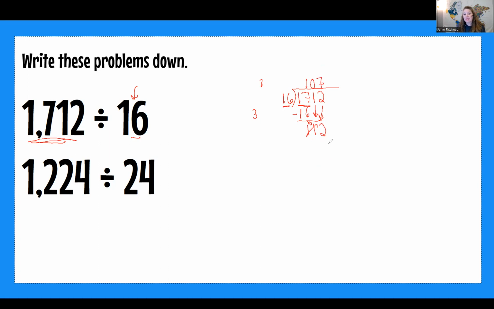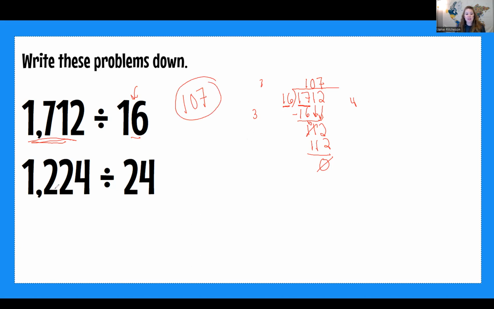So 7 times 6 is 42. Carry the 4. 7 times 1 is 7, plus 4 is 11. So now I don't have a remainder, so I am finished. So 1,712 divided by 16 is 107.